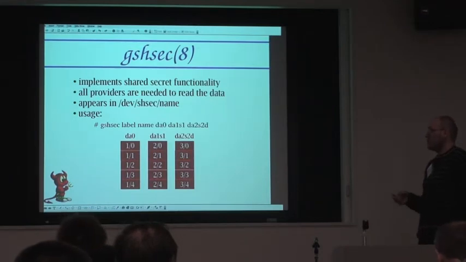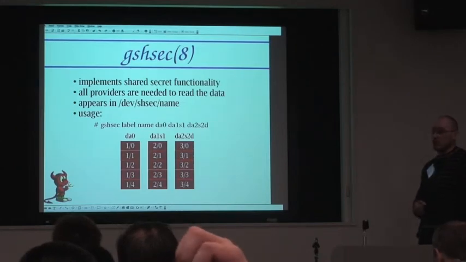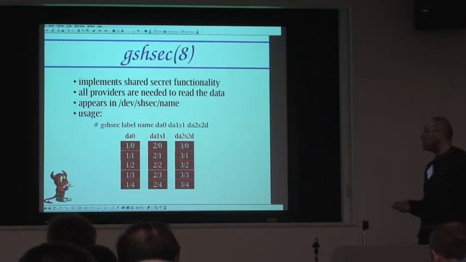Of course, in this case you only have the space of one disk, but you can use it, for example, to create a small partition on your laptop disk and have a USB key. You can create a GEOM shared secret provider on top of your small partition and USB key, and put a file system on top of that. Once you remove the USB key, you can't read any data from your partition.